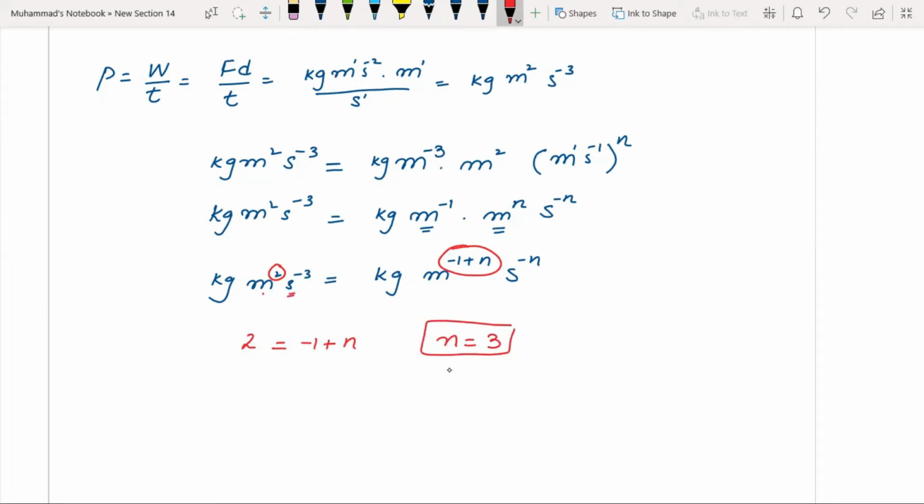Or you can compare the power of s. On the left hand side s has power minus 3, and on the right hand side this is minus n. So again you will get the same answer. This is the basic idea: you have to put SI base units of all given quantities, and at the end you have to compare the powers of the same variables. If two expressions are equal, then the powers of the same variables on both sides should be equal. And you know this already. For example, if x power a equals x square, then a is equal to 2.